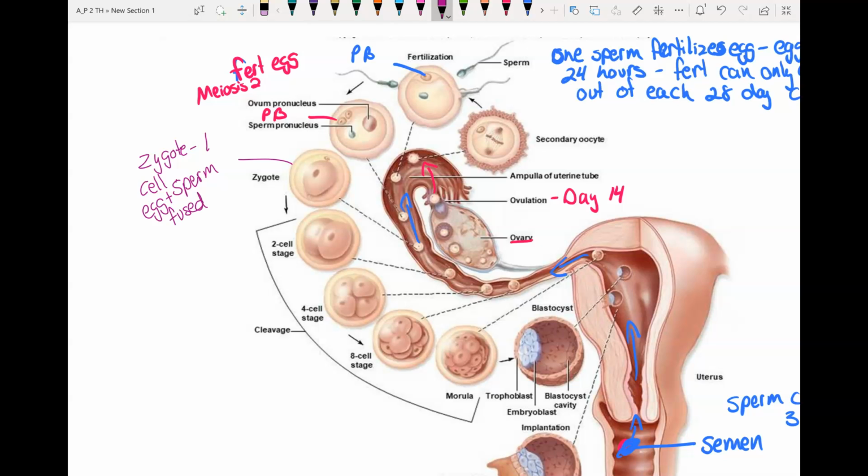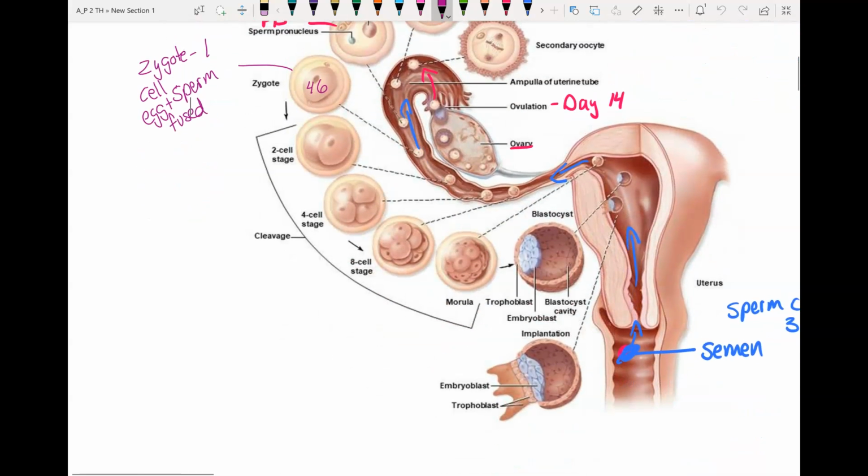Now you're back to having that full 46 chromosomes because the egg had 23, the sperm had 23. Now you're at your full 46 chromosomes. And it typically takes about 10 to 20 hours for sperm to make the journey up to the egg. So this will happen several hours to the next day after sex. Then the zygote begins cell division.